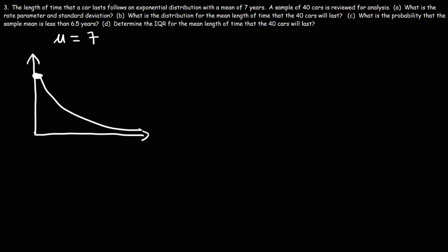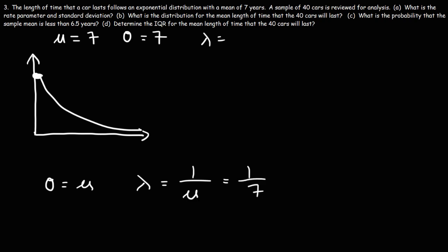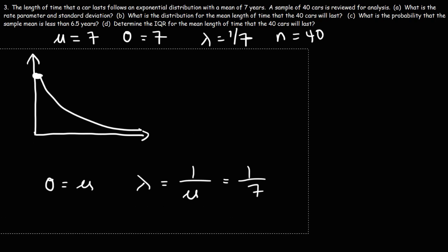With this information, what is the rate parameter and the standard deviation? For an exponential distribution, the standard deviation is the same as the mean. So it's also equal to 7. The rate parameter, lambda, is 1 over the mean. So it's 1 over 7. Now, we're going to take a sample of 40 cars. So n is 40. Now let's move on to part B.